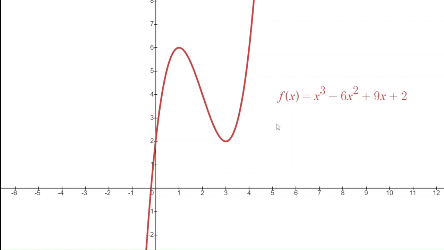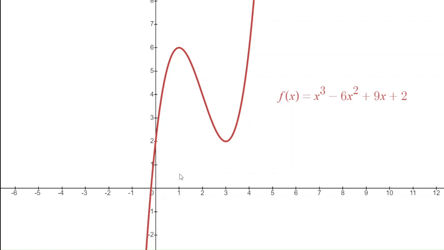Now, in Desmos here, I've graphed our function f of x equals x cubed minus 6x squared plus 9x plus 2. And notice the function is initially going up, and then it's going down, and then it's going up again. So we say the function is increasing for a little while, and then it's decreasing, and then it's increasing again. So when we ask where the function is increasing or decreasing, what we're really asking for, along the x-axis, is on what open intervals the function is increasing or decreasing.